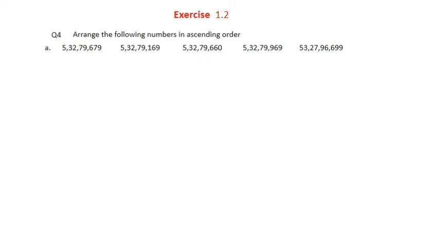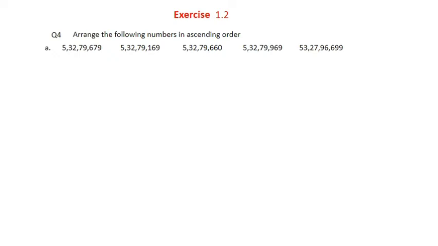Here, all the numbers are given in crores. If you see here, 5 crore, 5 crores, 5 crores, 5 crores, and this is 53. 53 is the greatest number here. So we have to compare now these four numbers.